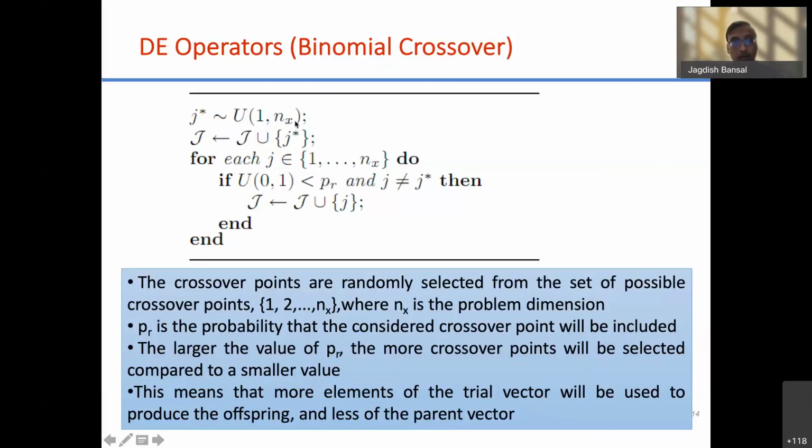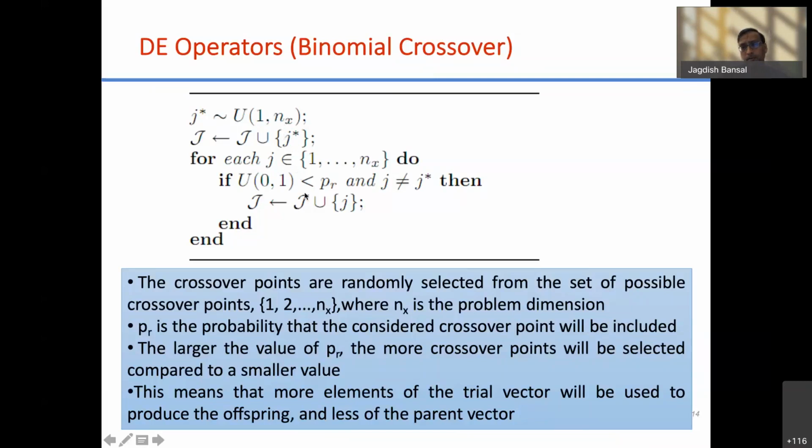Sorry, I mistakenly told you nx is the population size. Nx is the dimension of the solution. If it is a 2-dimensional or 3-dimensional problem, then nx is 2, 3, 4 or 5. So nx is the dimension of the problem, and it tells how many genes there are to select randomly for the mother. Now, whether other crossover points will be in this set is decided based on this rule.